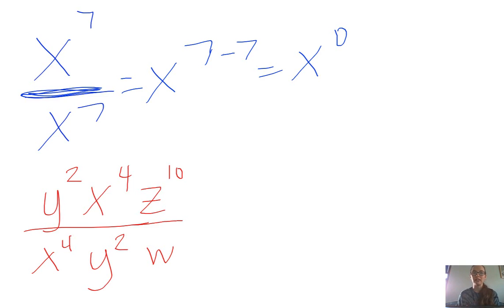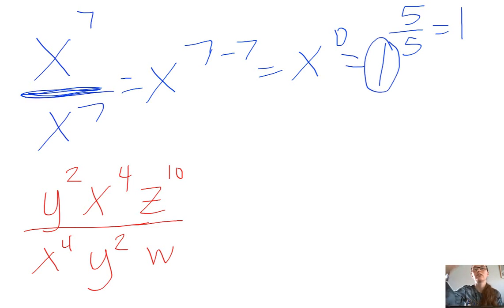Now you should know that a number divided by the same number, like 5 divided by 5, gets me 1. That's exactly what x to the 7th divided by x to the 7th is. X just represents an unknown number. So x to the 7th divided by x to the 7th is equal to 1. So the 0 power just tells us the answer is 1.